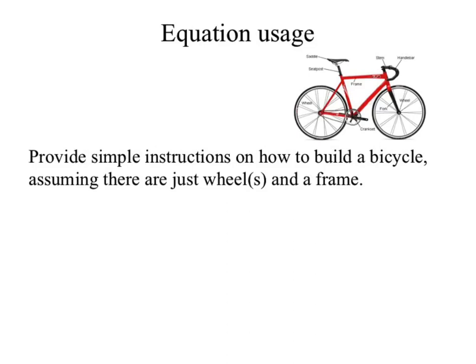So, equation usage. Provide simple instructions on how to build a bicycle. How would you do it? On how to build it. Yep. How would be simple. I'll give you some context. Assuming there are just wheels and a frame. You assemble the wheels of the frame. Just wheels to the frame. So I take my wheel, I assemble it to the frame, and I take my frame and now I have a bicycle. Oh, I need 2 wheels.